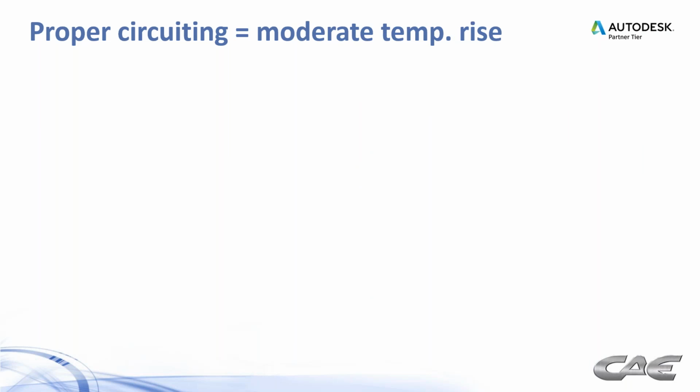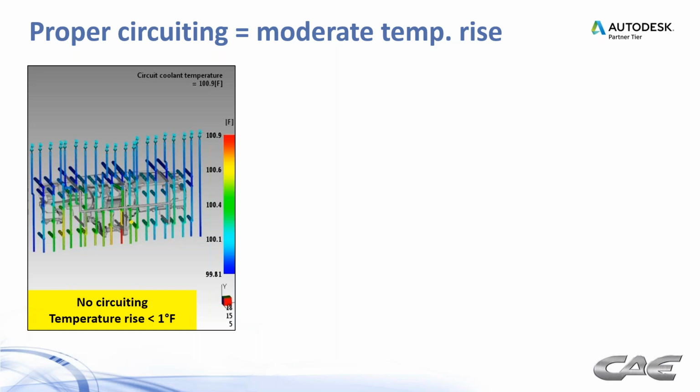So what does proper circuiting mean? It means a moderate temperature rise. If we were to take every single cooling channel and have an inlet and an outlet for that channel without circuiting it together with any of the others, we'd get less than a 1 degree temperature rise. We all pat ourselves on the back, and that's great, but it's not practical, and you'll see why in a minute.